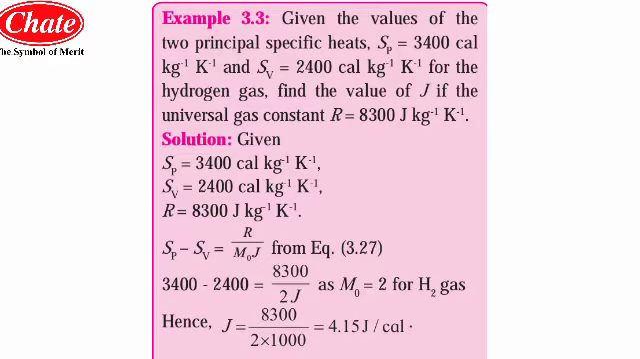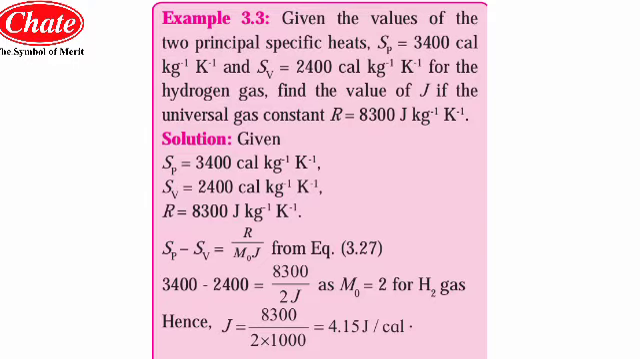The molar mass of the gas they have given is 2, and the J we have to calculate. So if you put the value of the molar mass of the gas, which is 2, and make the calculation, we get the value of J as 8300 upon 2 into 1000, which will be 4.15 joule per calorie. So this will be the value of J we can obtain.